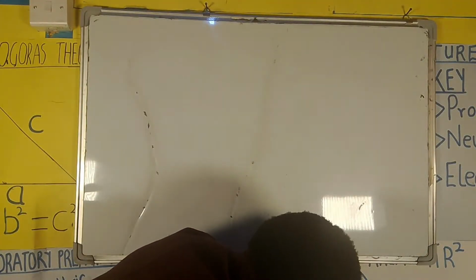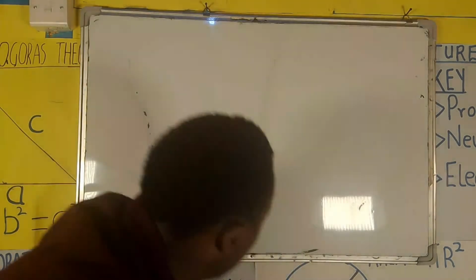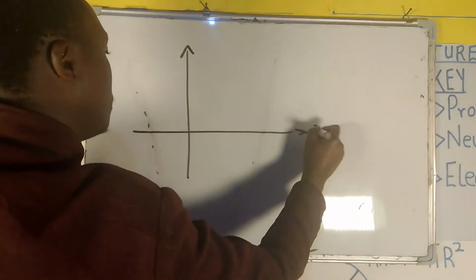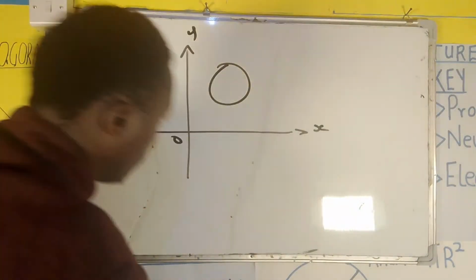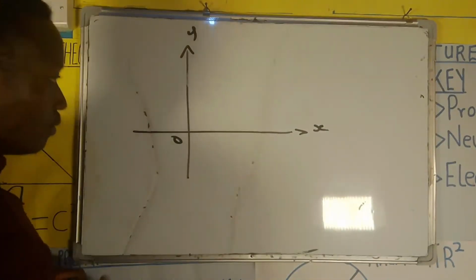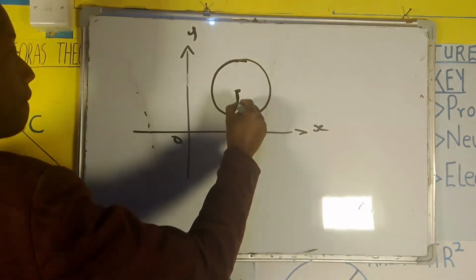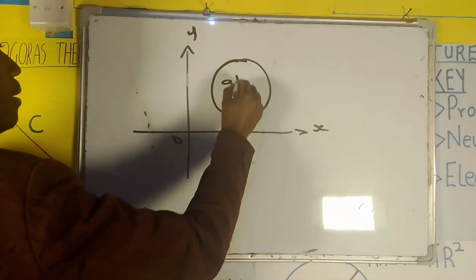The third example. So where is this coming from? Maybe you fail to know where we get this formula from. This one is AB.